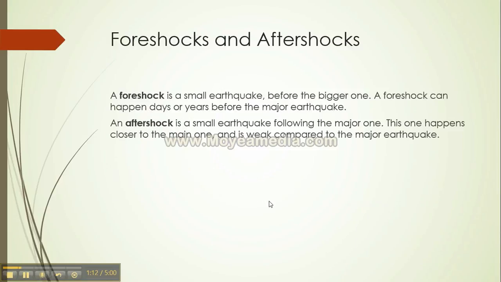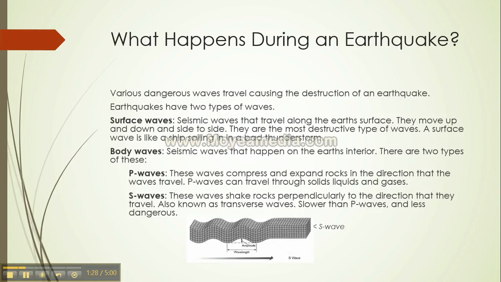Foreshocks and aftershocks. A foreshock is a small earthquake before the bigger one. A foreshock can happen days or years before the major earthquake. An aftershock is a small earthquake following the major one. This one happens closer to the main one and is weak compared to the major earthquake.